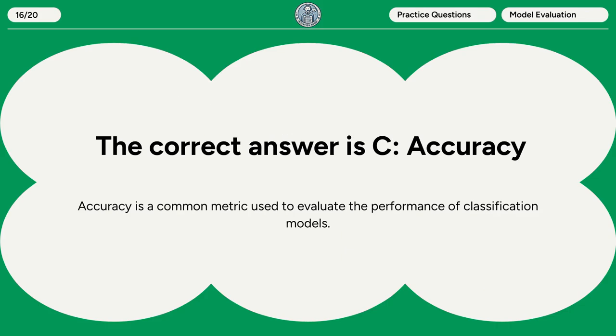The correct answer is C. Accuracy. Accuracy is a common metric used to evaluate the performance of classification models.